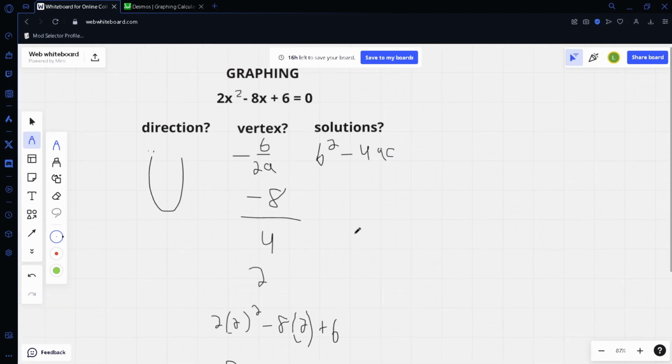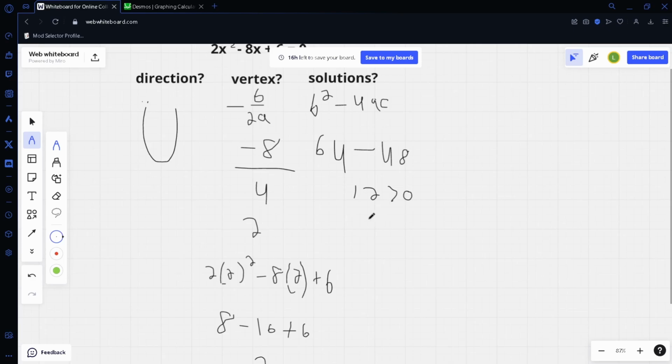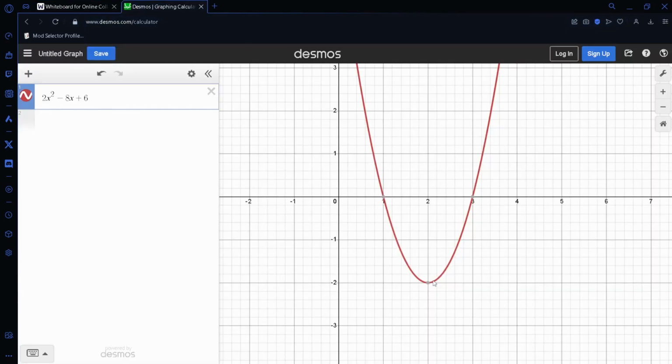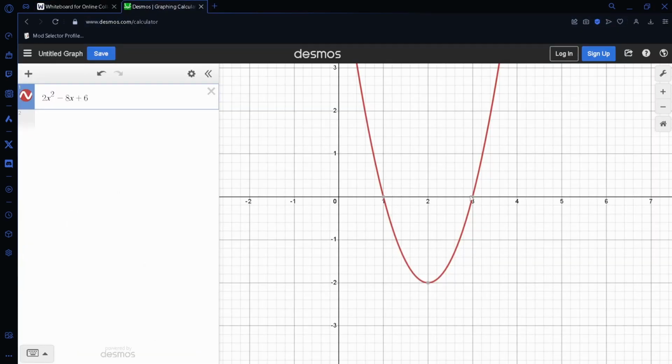And finally, our number of solutions, b squared, is going to be 64. 2 times 6 is 12, times negative 4 is negative 48. And this is going to come out to positive 12, which is greater than 0. So we can expect two solutions or two intercepts on the graph. And sure enough, when we look, our direction is going up. Our vertex is at 2, negative 2, like we had predicted, and we have two solutions.